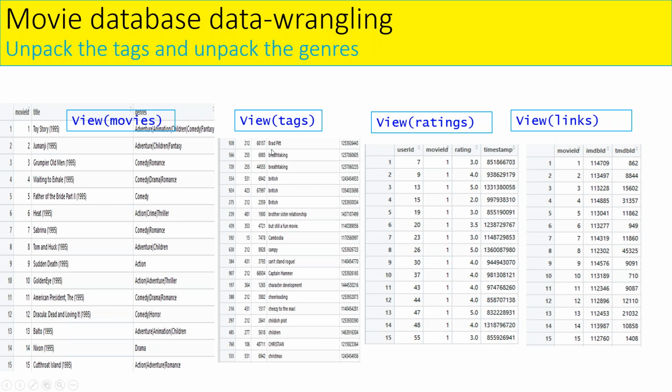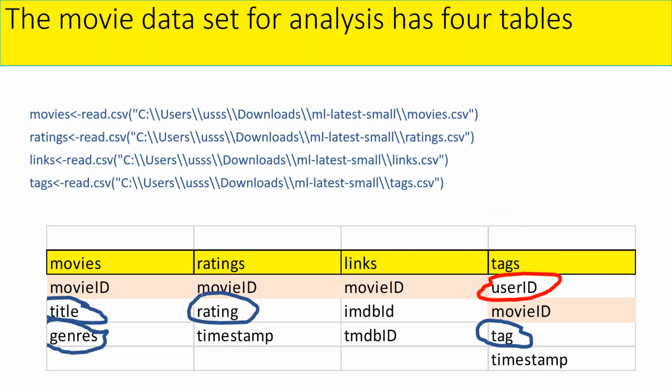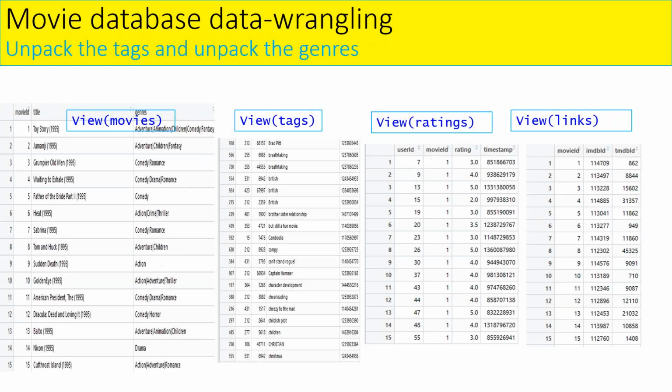And then view tags. Brad Pitt is a key tag there for movie 212. I think it's a movie tag: tags first, the user ID, movie ID second. So movie 212 is acted by Brad Pitt, because it's an actor related issue. This is breathtaking. So it's a tag, okay?